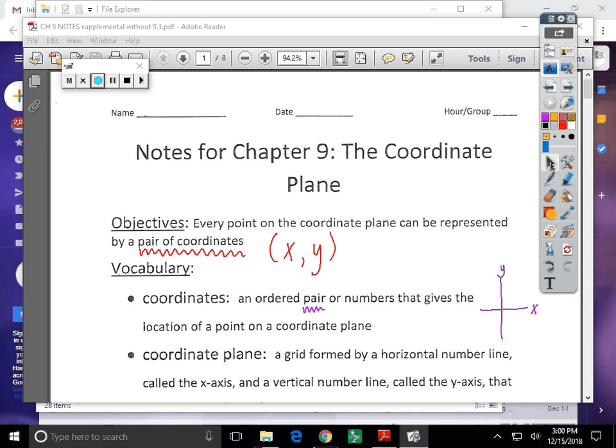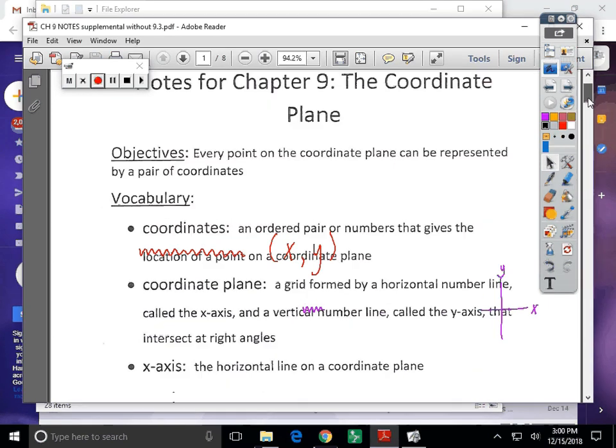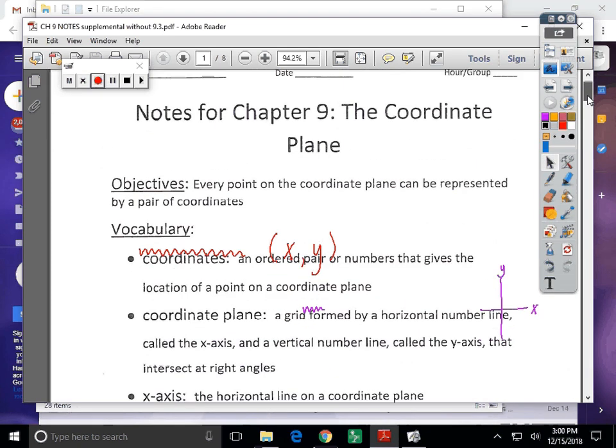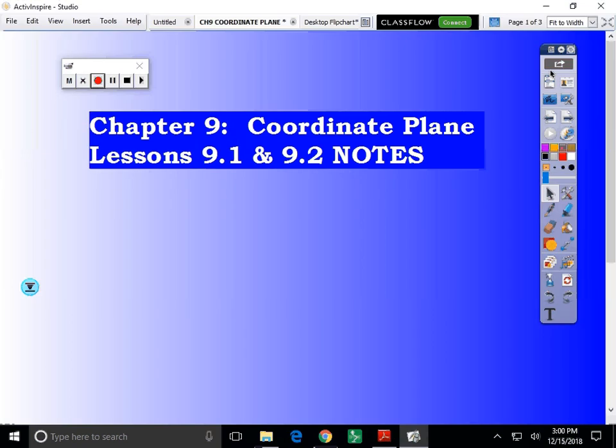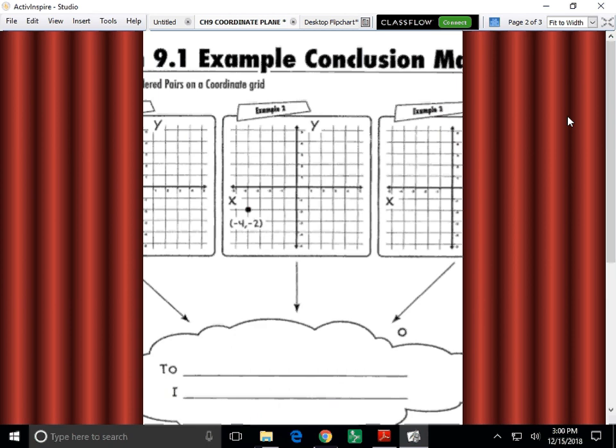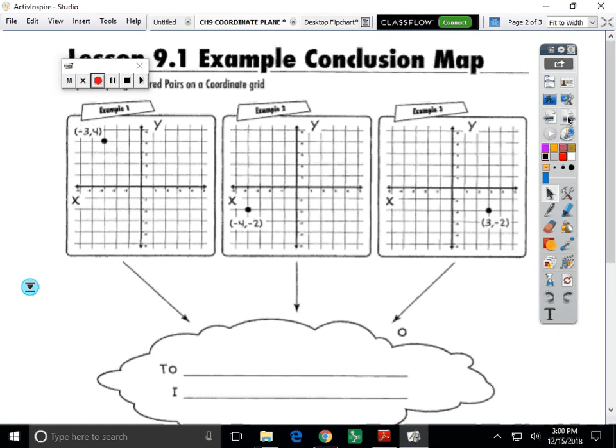We are going to move on, and I'm going to ask you first to turn to the back of your notes packet. I'm going to try to get us there really quickly, and we're going to take a look at our math maps. On the very back pages, you're going to see something that looks like this. The first one says we're looking at lesson 9.1. This is an example conclusion map to graphing ordered pairs on a coordinate plane.